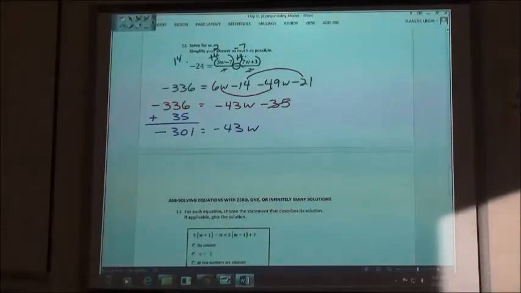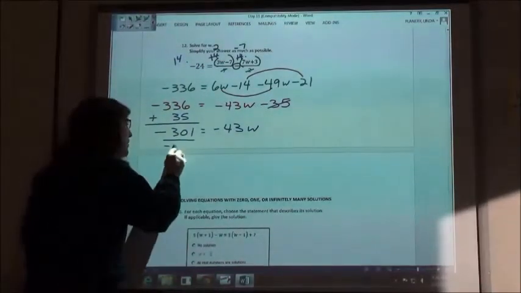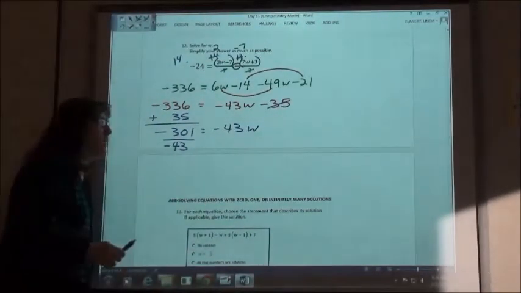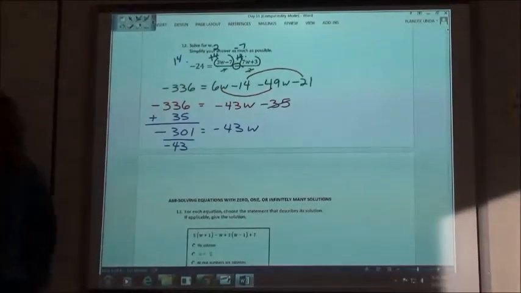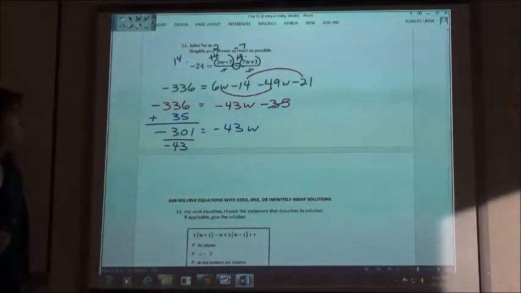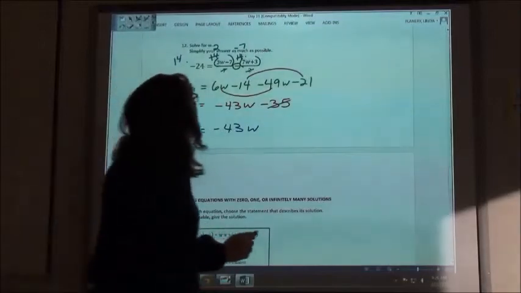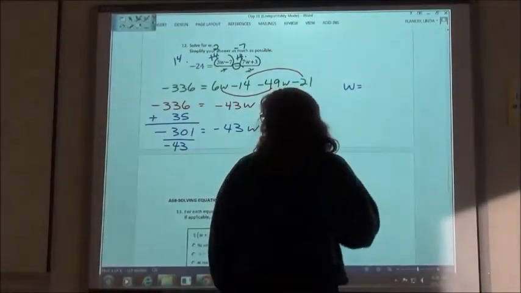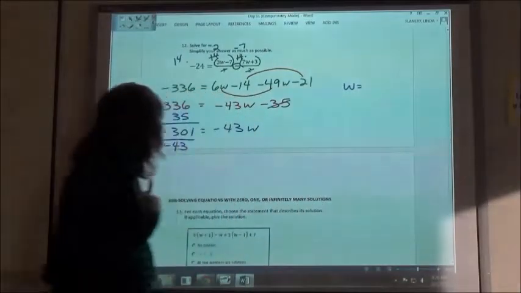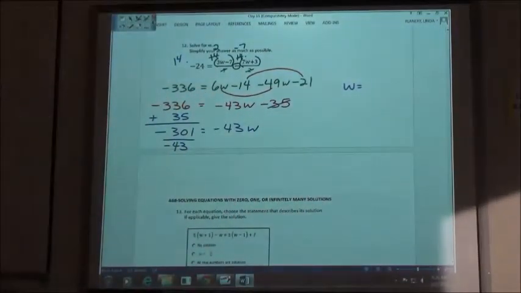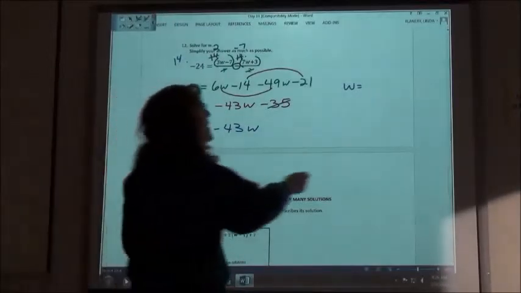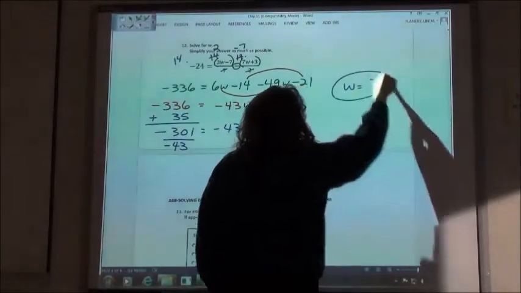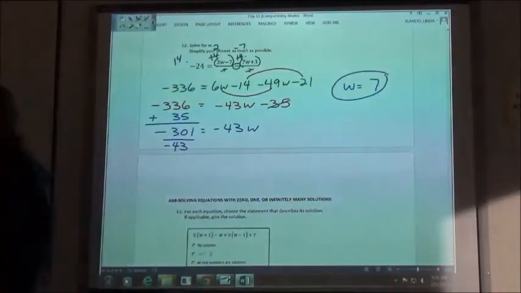So then do you divide that? Yes, you do. That's going to become negative 301 divided by negative 43, which equals positive 7. And again, it came out to a nice whole number, so that tells us we probably did it right.